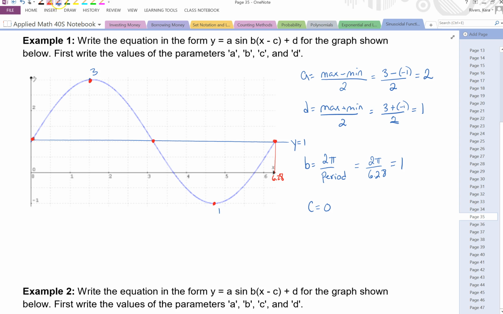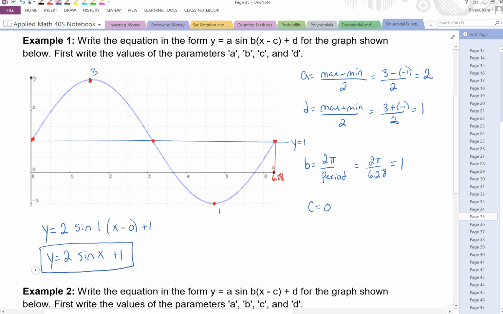So now all that's left is to write out our equation. So y is equal to, instead of a, I'm going to write 2, and this would be sine of b, which would be 1, x minus c, sorry, because that's the equation, minus c, which is 0, and then our d value is plus 1. Now the 1 and the 0, if we simplify our graph, you can leave it like that, that's fine, but it would be y equals 2 sine x plus 1. Alright, so that's the equation for that graph.